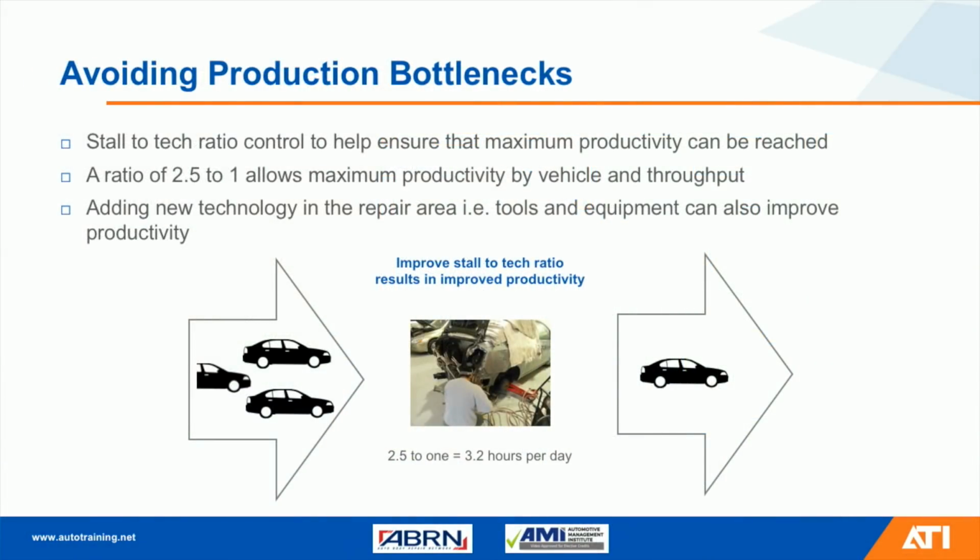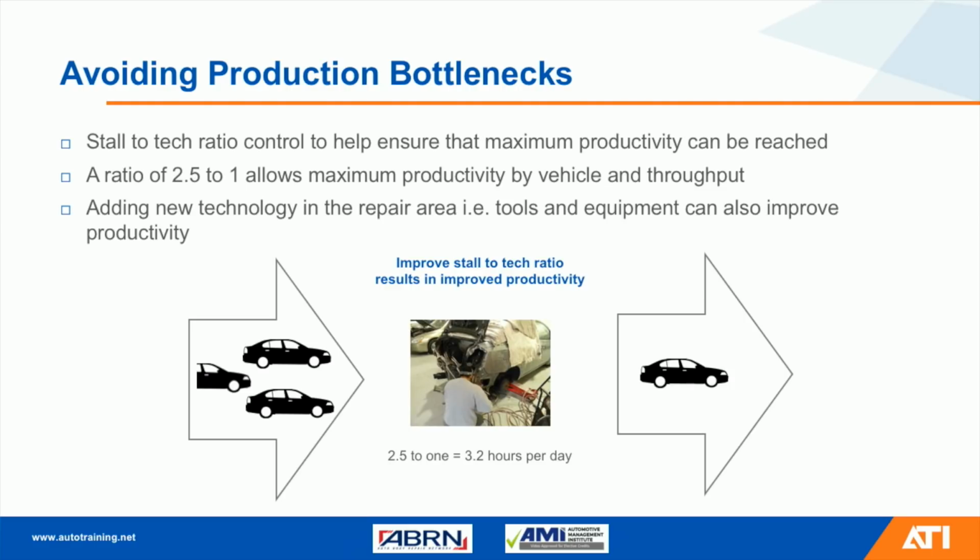So the stall to tech ratio, this is where we see the bottlenecks occur. So we're trying to avoid those. Stall to tech ratio can control and help to ensure that maximum productivity can be reached. What we typically see here is the ratio is about 2.2 to 2.5 to 1. This allows maximum productivity on the vehicle. And what happens if I've got two and a half, well, really three cars that the tech's working on, it allows you, at roughly a 2.5 to 1 ratio, 3.2 hours touch time per day per car. And that's really a pretty good measure of what we want to get through the store.